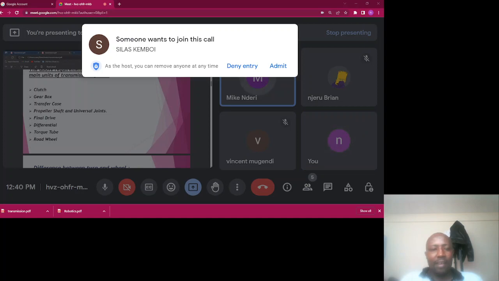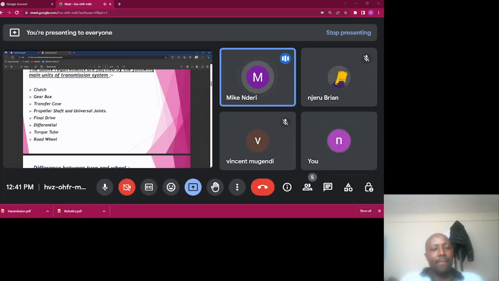Yes, I have a question. How shall we get the notes? I will send the notes as a PDF. All those notes I will send to your class rep, and the class rep will then send the notes to you. Any question? Yes, how are we going to submit the assignment, as a soft copy or hard copy? No, I want the assignment as a soft copy.